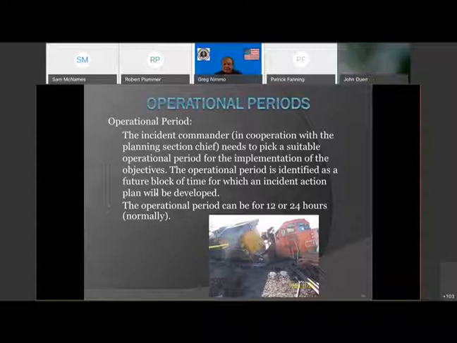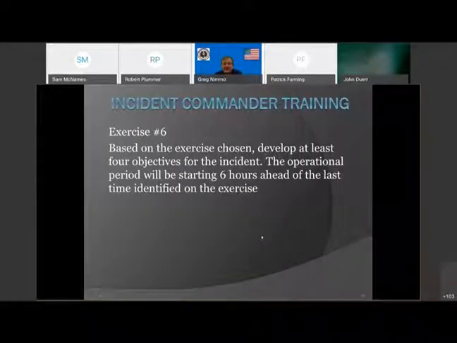So the operational period is a time ahead of where you're at right now, and you have to give yourself time to build that IAP and get those resources lined up. It may be 4 hours ahead of where you're at now. It may be 6 hours ahead. It may be 8 hours. It depends on the situation, the duration of the incident, and what resources you think you're going to need to bring. All right, exercise 6.